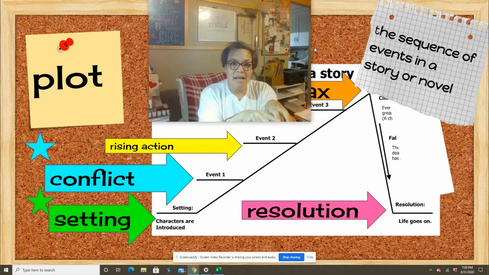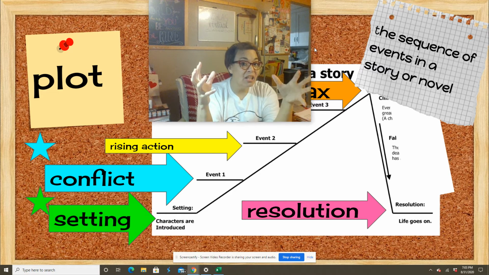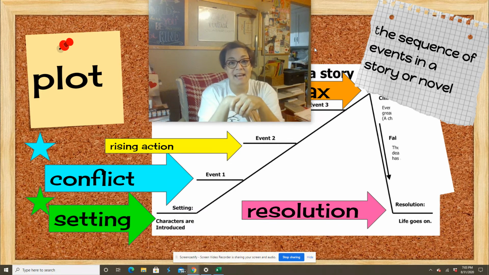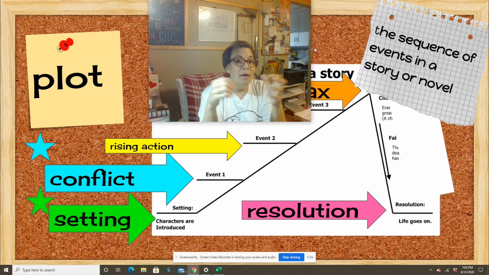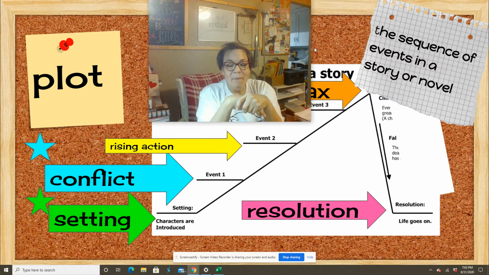So we start with the setting, which is setting up where a story takes place, which will give you characters, and it'll give you the time. That can be future time, time of the day, time of the year, so a season, anything like that. So the setting is really important. We also call this the exposition, but for our purposes, you just need to know it's called setting. But if I refer to the exposition, that's what I'm talking about.